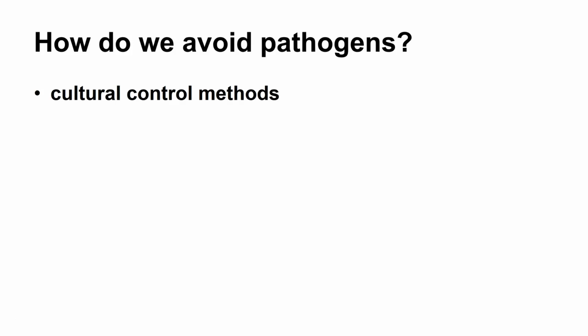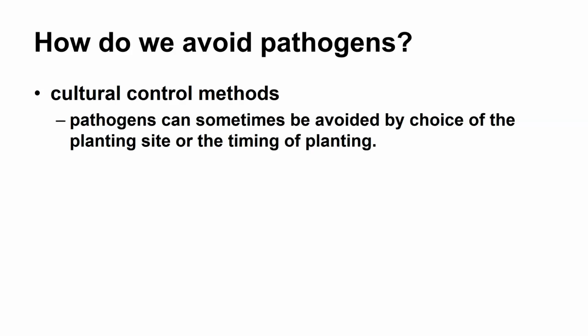Planting date can make a difference. A change in a planting date by a week or two might make a big difference in avoiding a pathogen. We're looking at a cultural mechanism by which we can avoid things. Pathogens can sometimes be avoided by choice of planting site or the timing of planting.